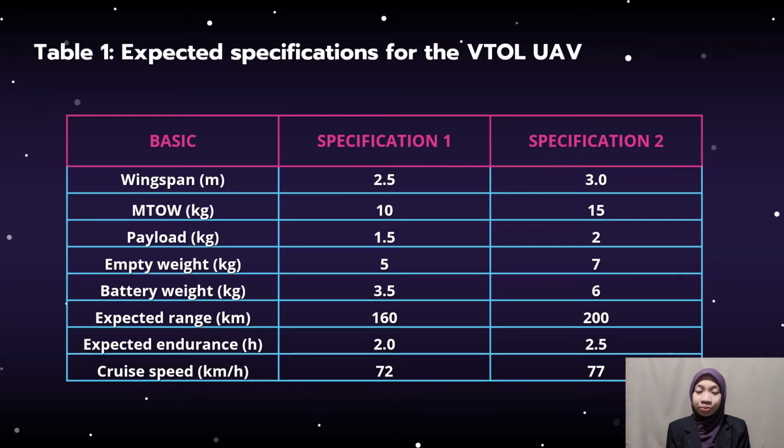And for specification 2, with the wingspan of 3 meters, the maximum take-off weight will be 15 kg, payload equal to 2 kg, empty weight equal to 7 kg, and battery weight equal to 6 kg. The expected range for 3 meter wingspan will be 200 km with expected endurance of 2.5 hours, which is equal to 2 hours and 30 minutes, and cruise at the speed of 77 km per hour.